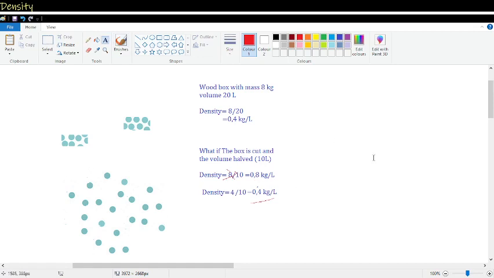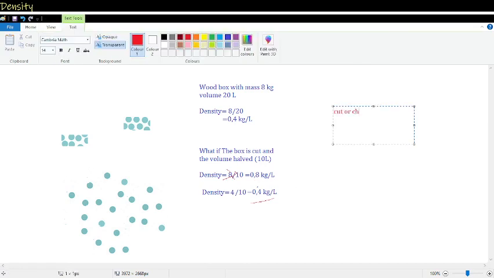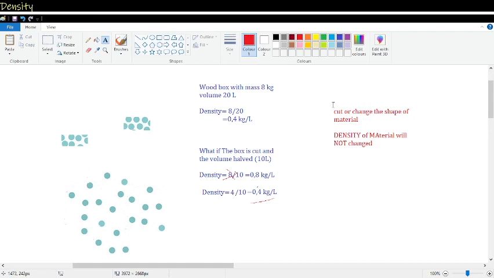So if we cut or change the shape of a material, the density of the material will not change. It will be the same. Even if we cut, we change, we blend the material, it's still the same. The density of the material itself is not changed. So how to change the density of a material? There is a way, which is using heat.